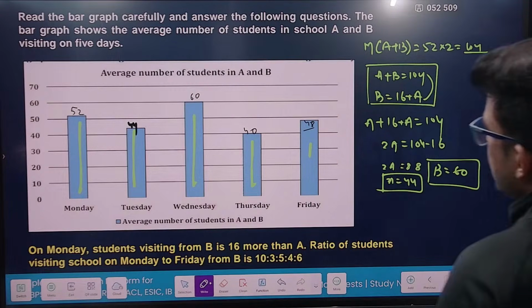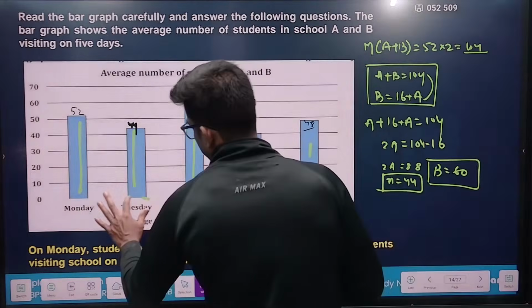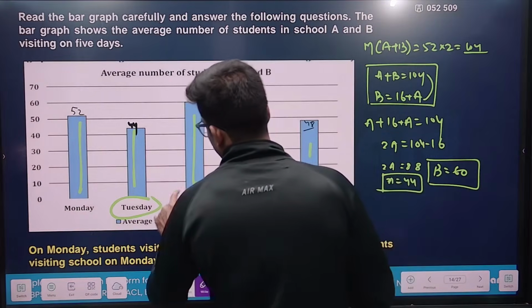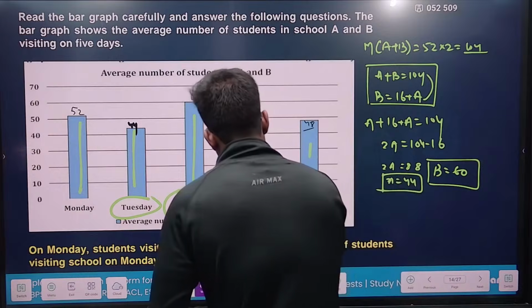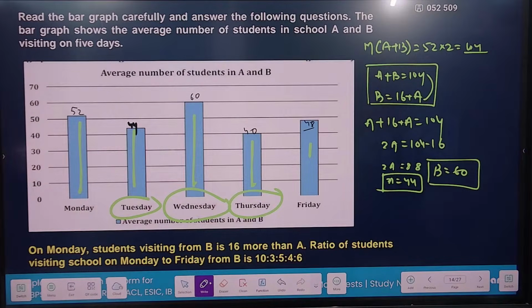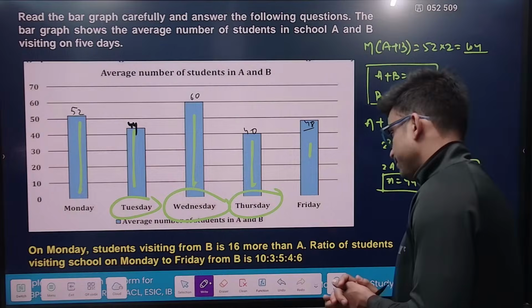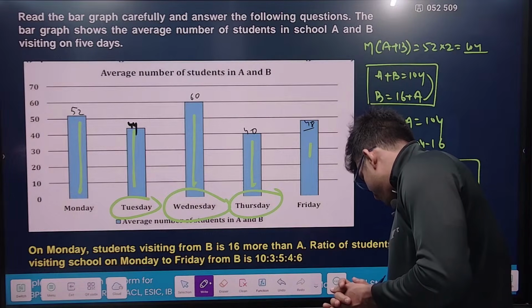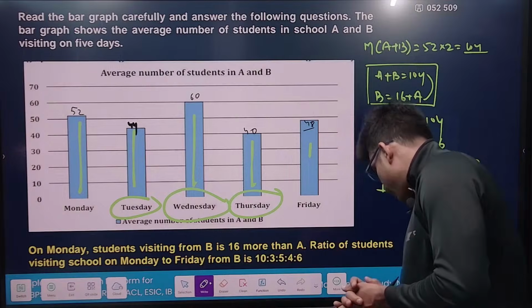For the same case, you need to go for total students for Tuesday. For the same case, you need to do total students for Wednesday. For the same case, you need to go for Thursday and then Friday. Isn't it? Say fast. Everybody in the class should say fast. Are you guys getting this? Now, I hope you understood.